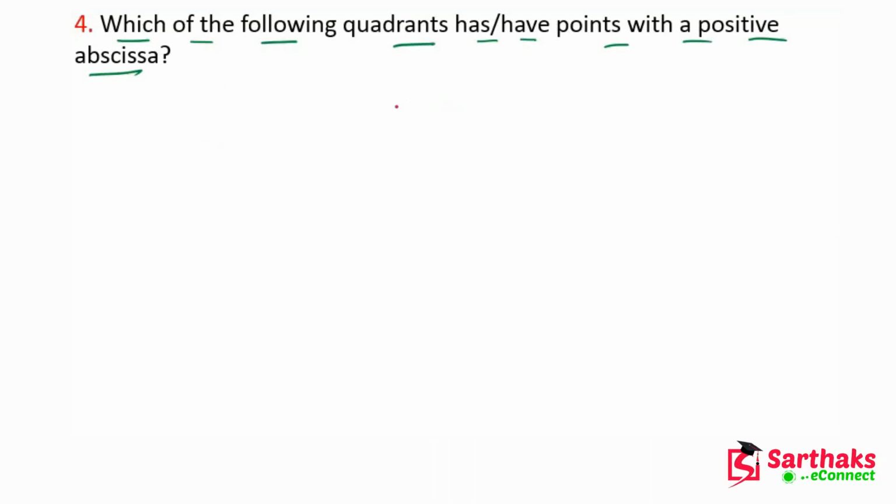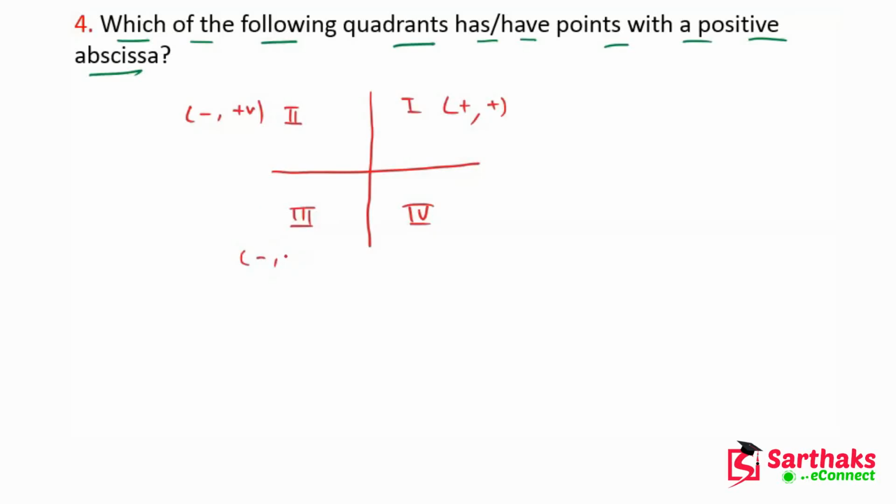So if we draw the Cartesian plane, let's suppose this is the Cartesian plane, and we know that this is the first quadrant, this is the second quadrant, this is the third quadrant, and this is the fourth quadrant. Now we know the sign convention of these quadrants. In the first quadrant, x is positive and y is also positive. In the second quadrant, x is negative and y is positive. In the third quadrant, x is negative and y is also negative. And in the fourth quadrant, x is positive and y is negative.